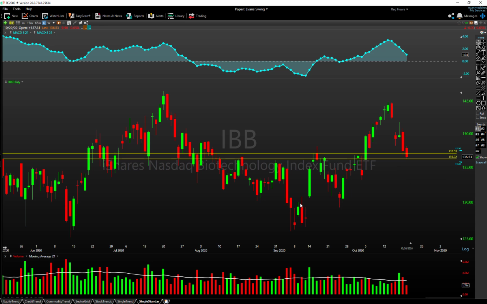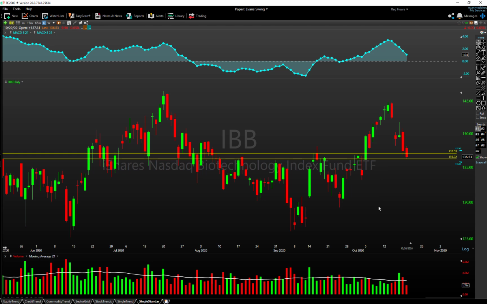So for IBB, if you missed the breakout, then here's your pullback. You want to see the buyers step in here. You want to see support kind of come in around this area. If we start to continue to accelerate lower below 136, then we might have some problems here for biotech. So something to keep an eye on.